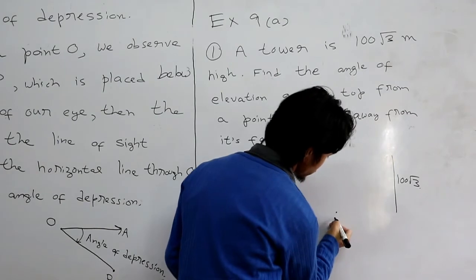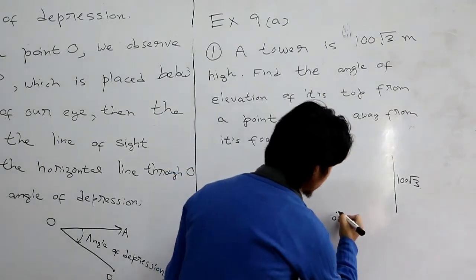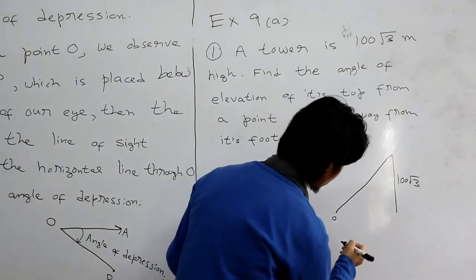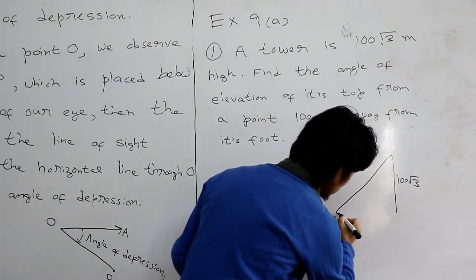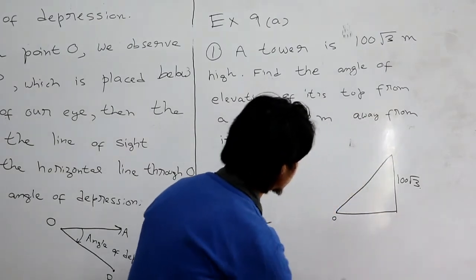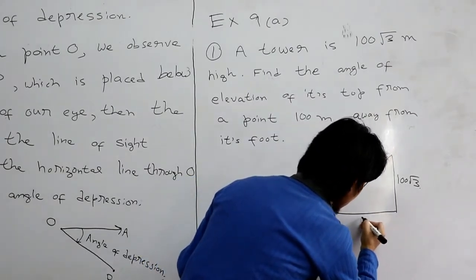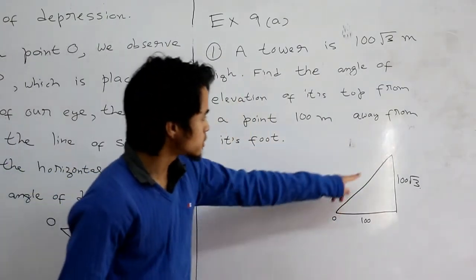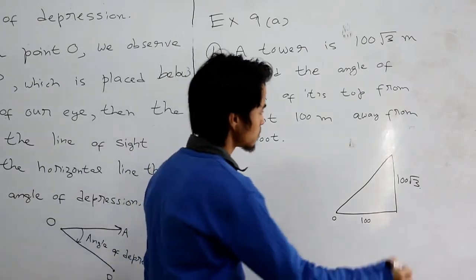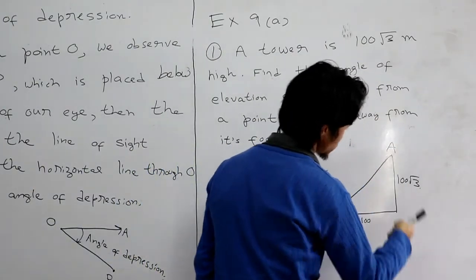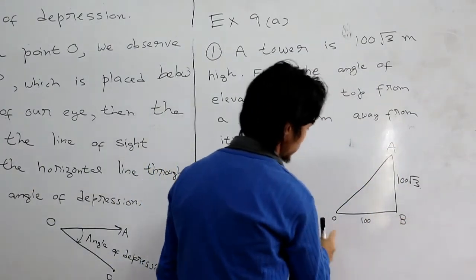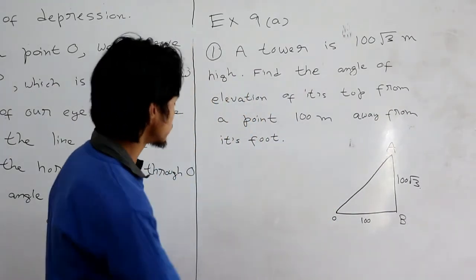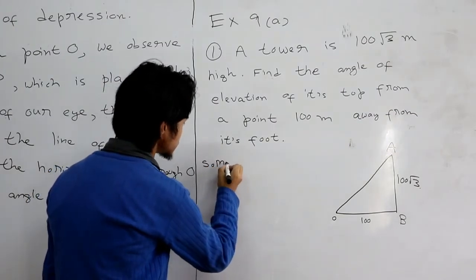So if I consider that point to be point O, then this will be the line of sight. And so this will be the distance of the foot of the tower from that point which we are observing. So first of all, let's mention the diagram properly. We mention the tower to be AB, and the point which we are observing, we are taking it to be point O.